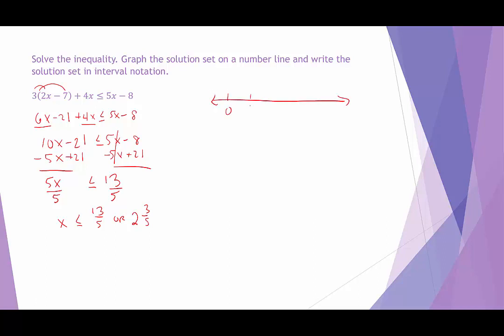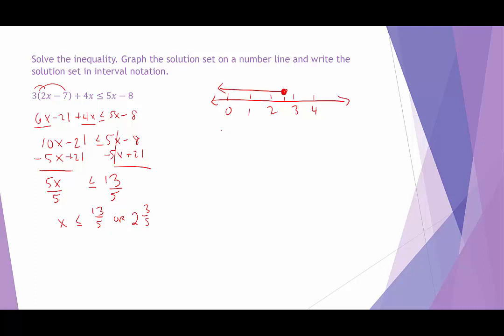On a number line, I'm not going to put fractions, but you're more than welcome to if you feel up to it. I'm just going to use the whole numbers here. 2 and 3/5 is in between 2 and 3, a little bit closer to 3, and it's going to be a closed circle since 2 and 3/5 is included. This says x is less than, so it's all the numbers less than 2 and 3/5. That would be an arrow going to the left.